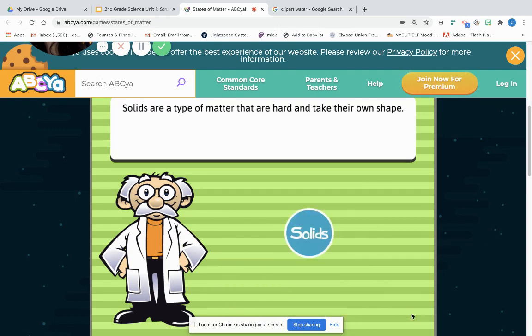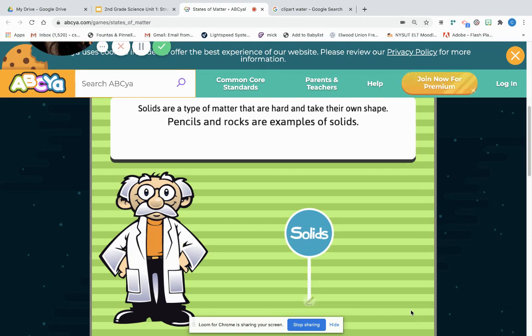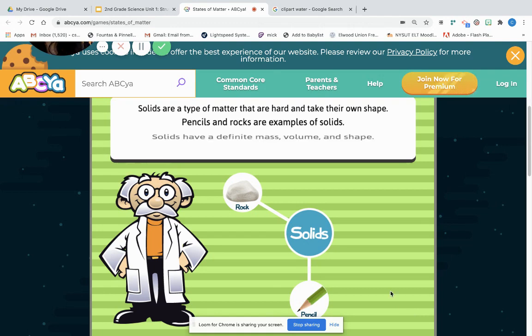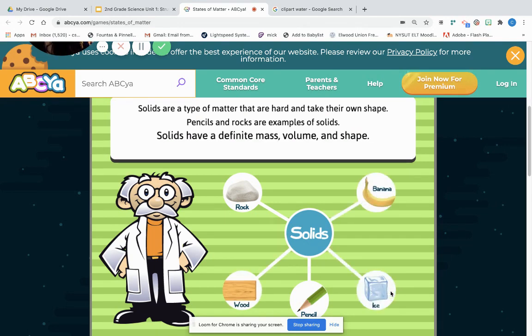Solids are a type of matter that are hard and take their own shape. Pencils and rocks are examples of solids. Solids have a definite mass, volume, and shape.